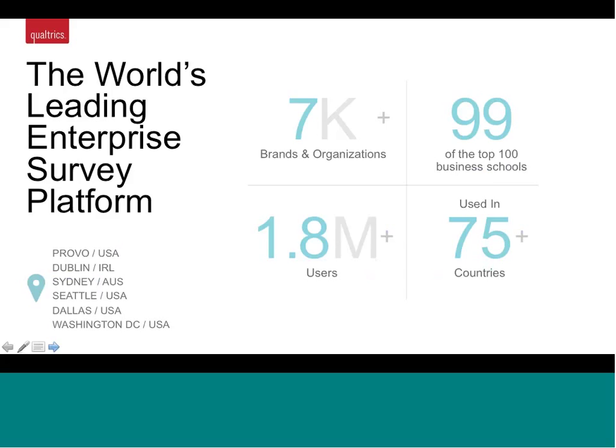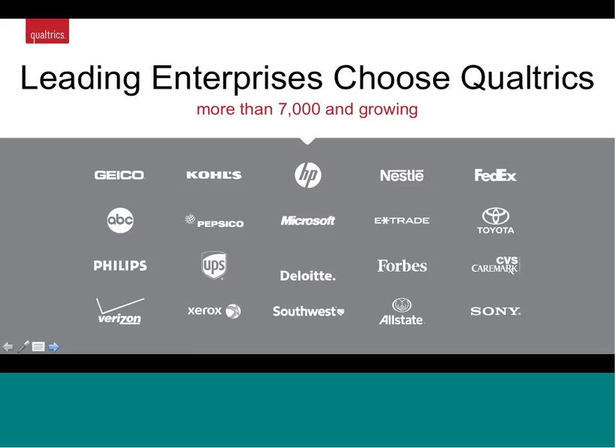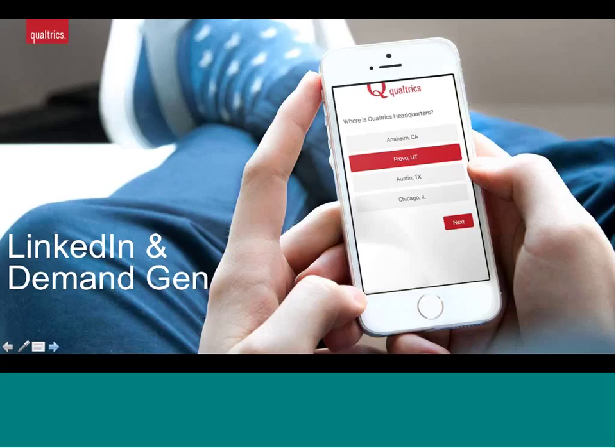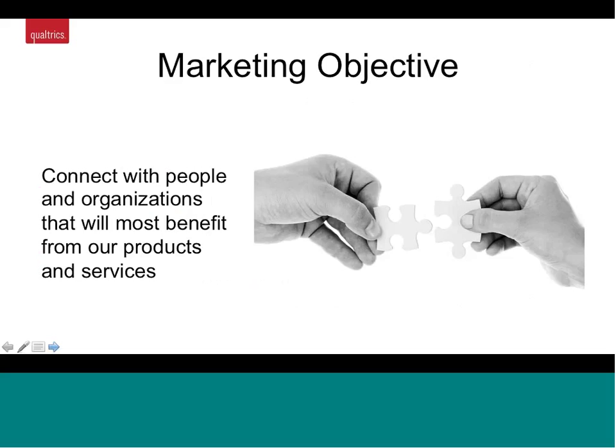Here are just some examples of some of the clients we have doing a wide variety of things on the Qualtrics platform. So with that, let me jump into sort of LinkedIn and demand generation generally and kind of talk through the marketing objectives that we have. So if you boil it down to its simplest form, our goal is to connect with people and organizations that will most benefit from our products or services.